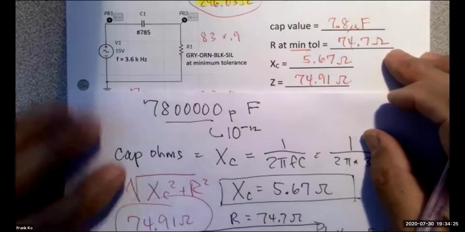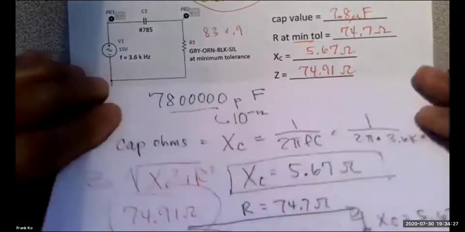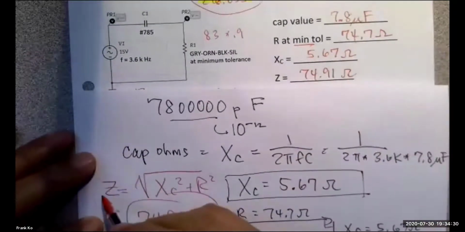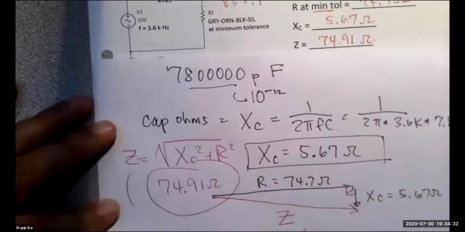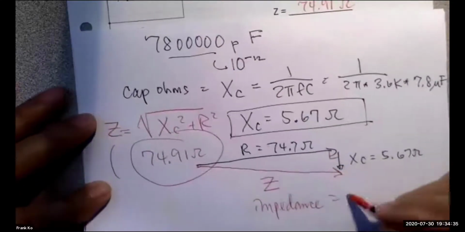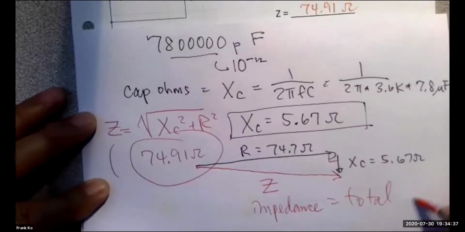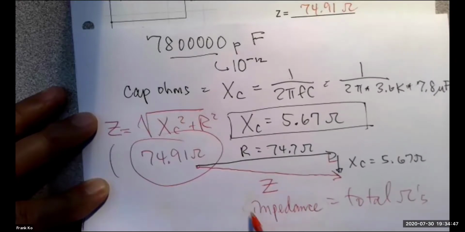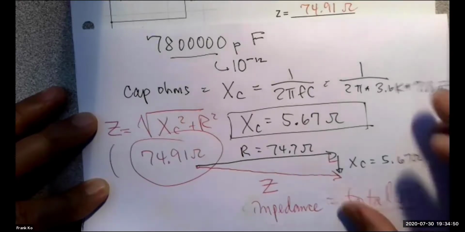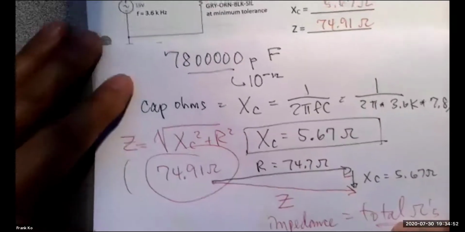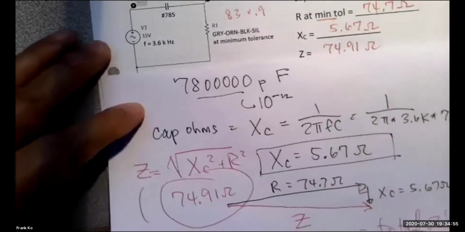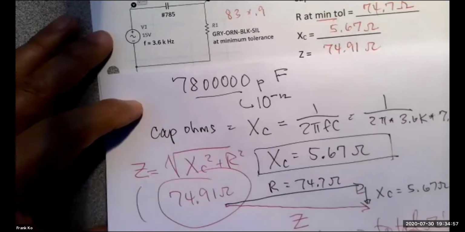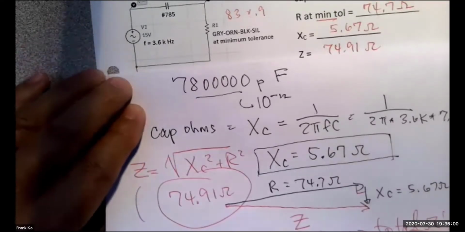The next thing that you're asked for is total current. Because doesn't Z represent total ohms? Isn't impedance equal to total ohms of a circuit? You have resistive ohms, you have capacitive ohms, reactive ohms, and so the total ohms is called impedance total. So do we have enough opposition to current based on this 15 volt source that we should be able to calculate what our current will be?